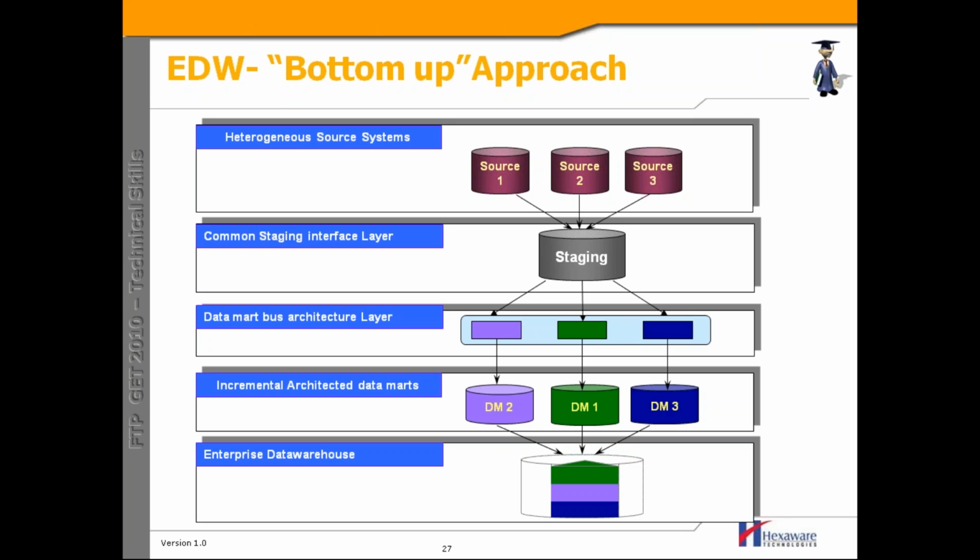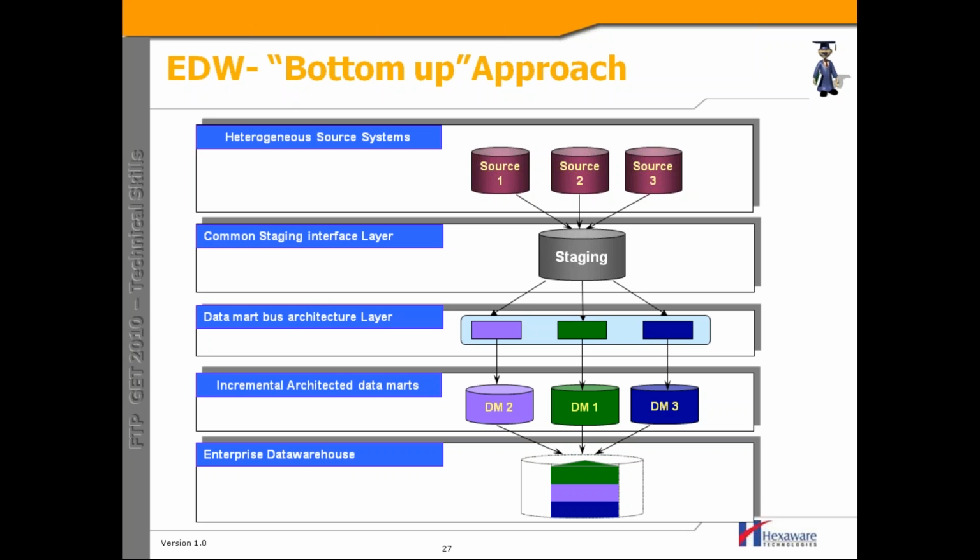Here the advantage is you have to prioritize the activities. Whichever department requires the highest priority, for that particular department you will create a data mart. Though you will not have an integrated view in the initial stages. When you start developing the first data mart, you will not have an integrated view, because at that moment you might have developed only one data mart.